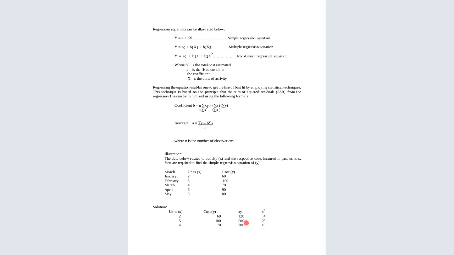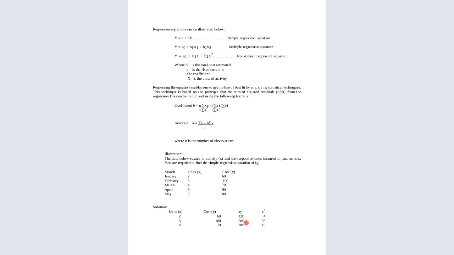So our regression equation is y = a + bx in the case of simple regression. Or when we have many variables, it will be y = a + b1x1 + b2x2 + b3x3, and so on. Here y is the total cost to be estimated, a is our fixed cost, b is the coefficient, or the variable cost per unit, or the slope or gradient, and x is the units of activity.